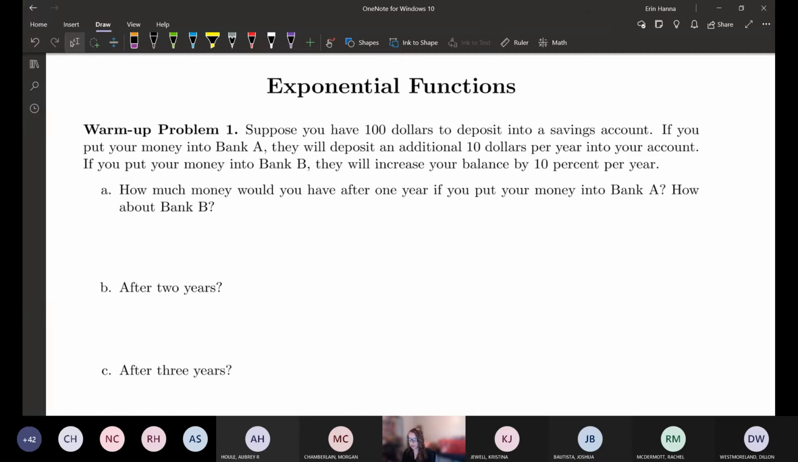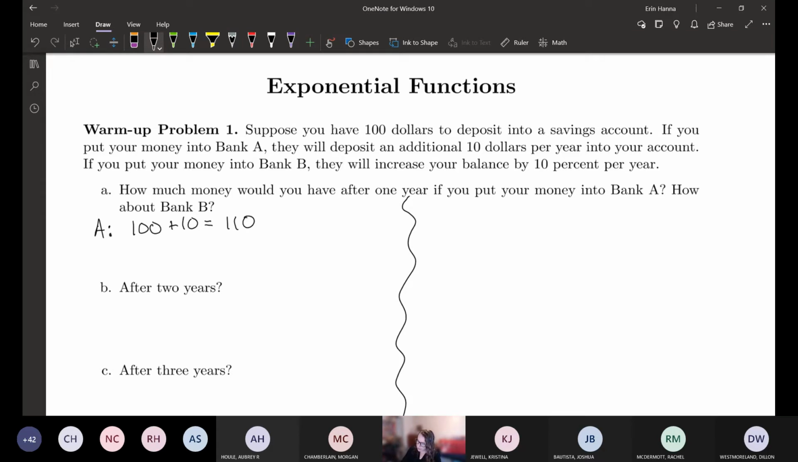How much in Bank B? And then we're going to continue for a couple more sets of years. So let me break this down the middle here. For Bank A, you start with $100 no matter which bank you put it into, right? And after 1 year, the only thing that's going to increase for Bank A is they're going to tack on an extra $10, so you will have $110 in your bank account after year 1 in Bank A.